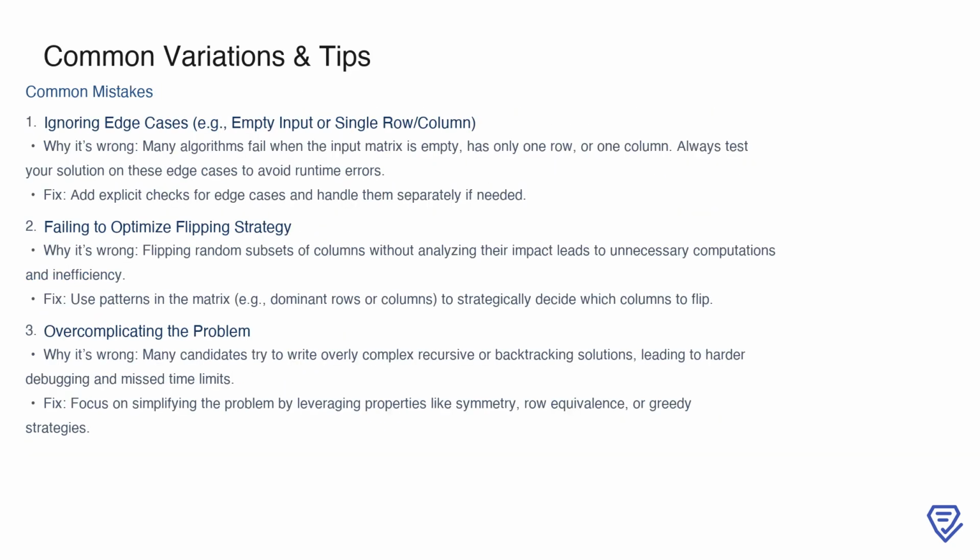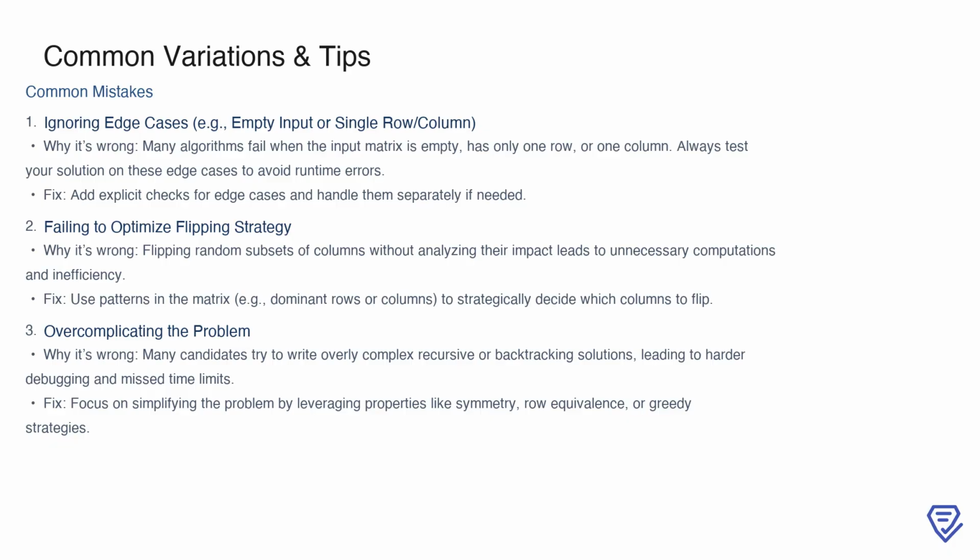One of the most common mistakes when solving this problem is ignoring edge cases. For example, what happens if the input matrix is empty, has only one row, or consists of just a single column? Many algorithms fail in these scenarios, often leading to runtime errors. To avoid this, it's essential to account for these situations explicitly and handle them separately if needed.